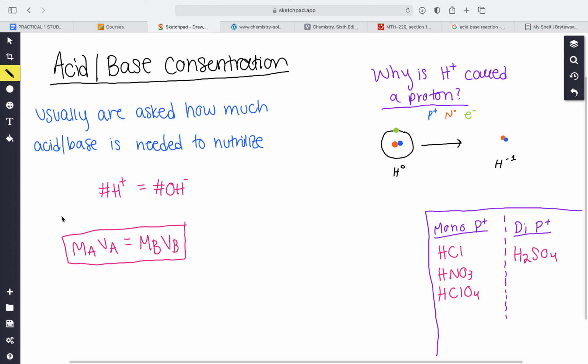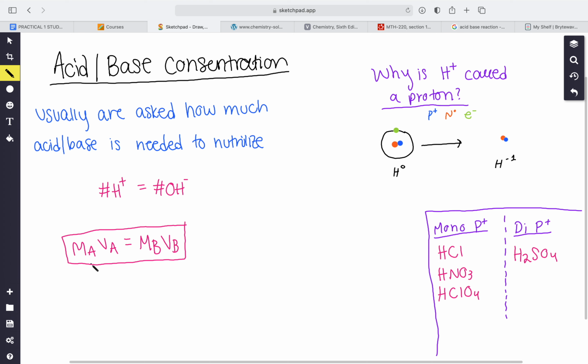So with acid-base concentrations, you're usually asked how much acid or base is needed to neutralize something. Usually in these problems, you want to make the number of hydrogen ions present equal to the number of hydroxide ions present, right? In bases, you're going to see hydroxide ions, and that's what is going to be reacting. And in acids, you're going to see those hydrogen ions, which we'll go over a little bit further. But that's the general goal, right?